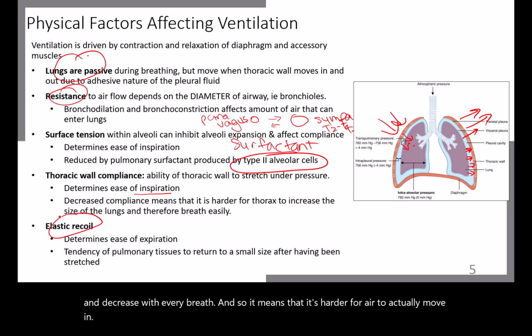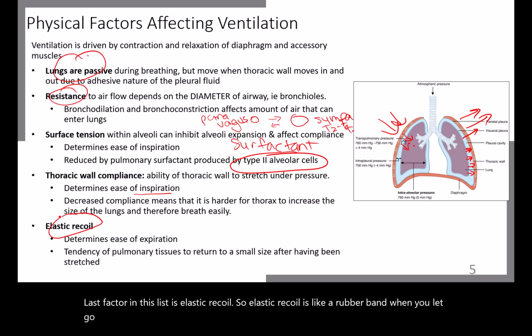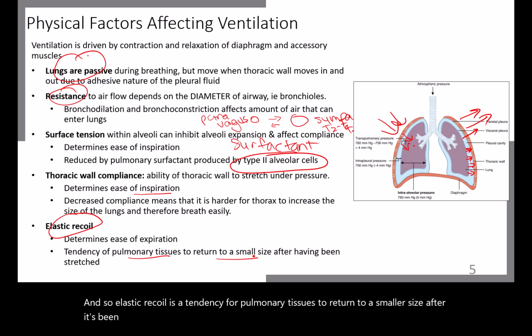Last factor in this list is elastic recoil. So elastic recoil is like a rubber band. When you let go, it shrinks back to its original size. And so elastic recoil is a tendency for pulmonary tissues to return to a smaller size after they've been stretched. And so this determines how easy it is to breathe air out, or expiration.